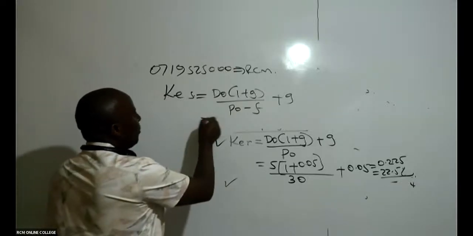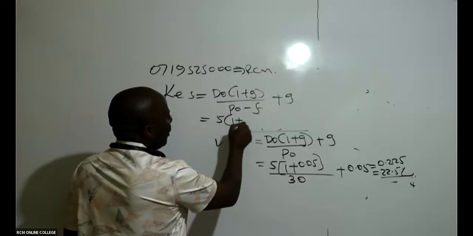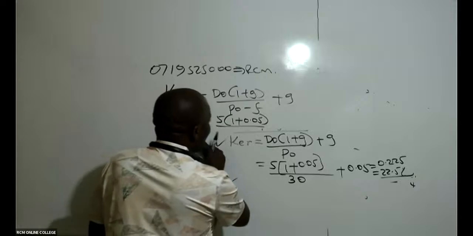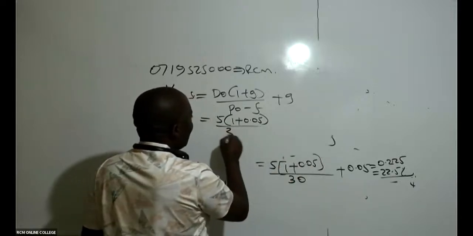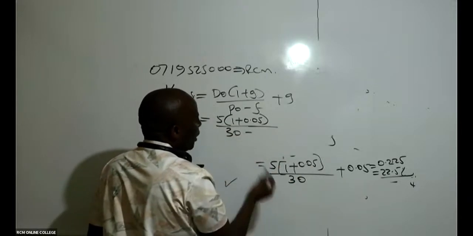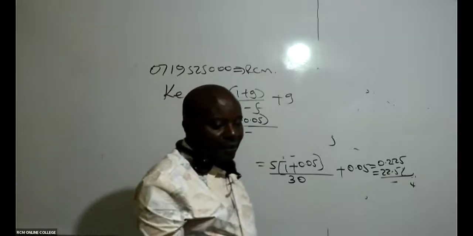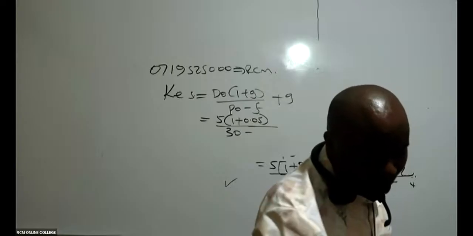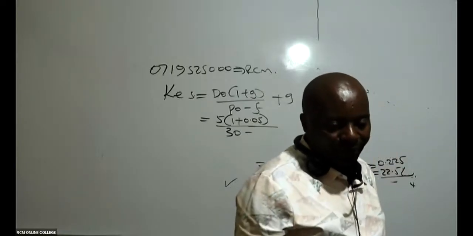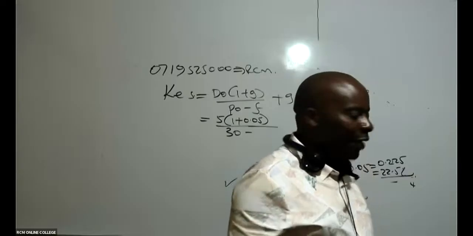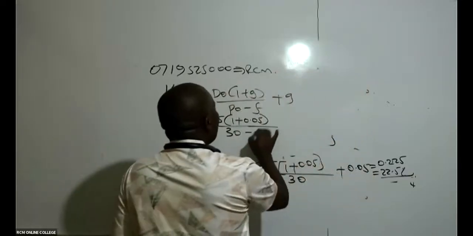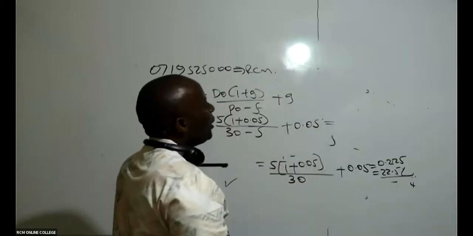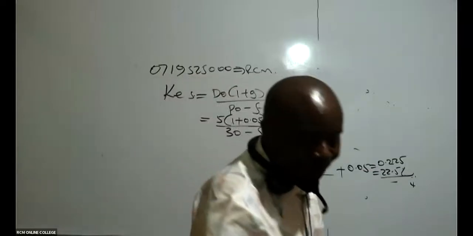So then D0 still remains as 5, times 1 plus 0.05, all over P0. Our P0 is 30, minus flotation cost. Flotation cost has been given there. Is there somebody who is able to see the flotation cost, ladies and gentlemen? Anybody who is able to see our flotation cost in this question? It is 5. Thank you so much. And the growth rate still remains at 0.05.